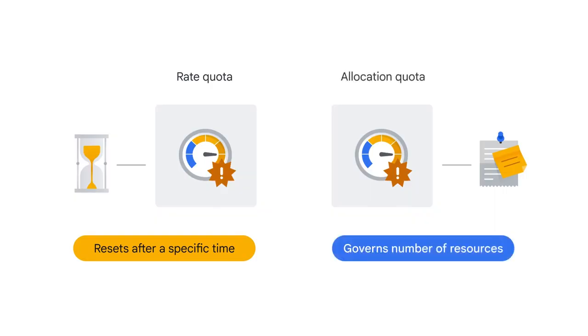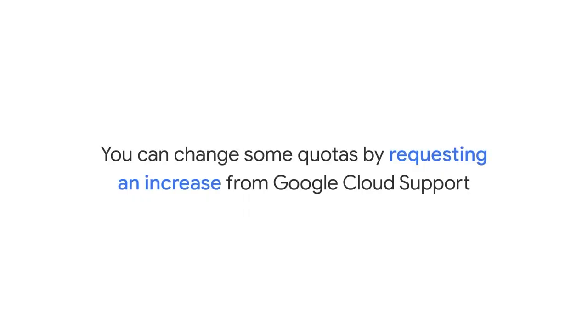Allocation quotas govern the number of resources you can have in your projects. For example, by default, each Google Cloud project has a quota, allowing it no more than 15 virtual private cloud networks. Although projects all start with the same quotas, you can change some of them by requesting an increase from Google Cloud support.